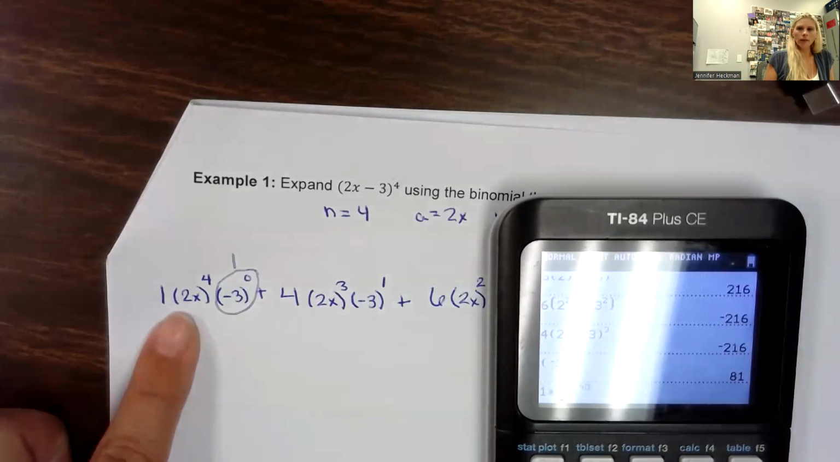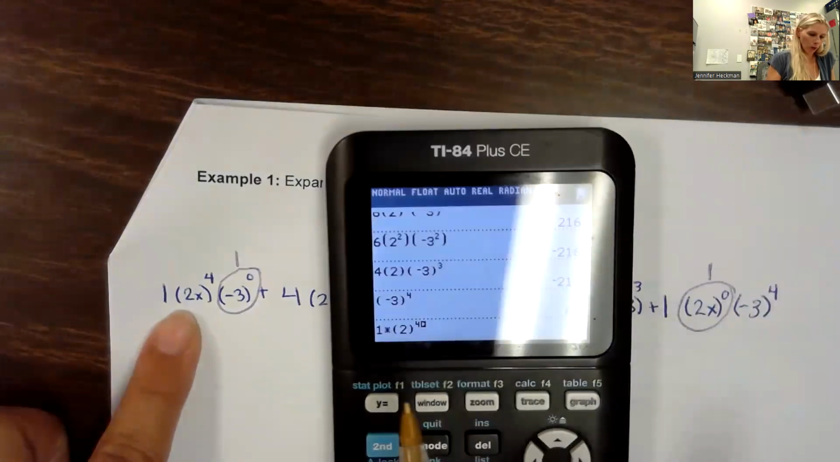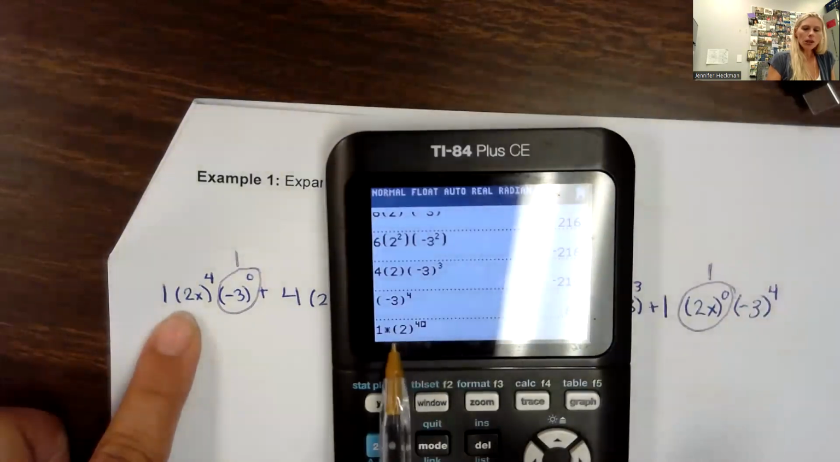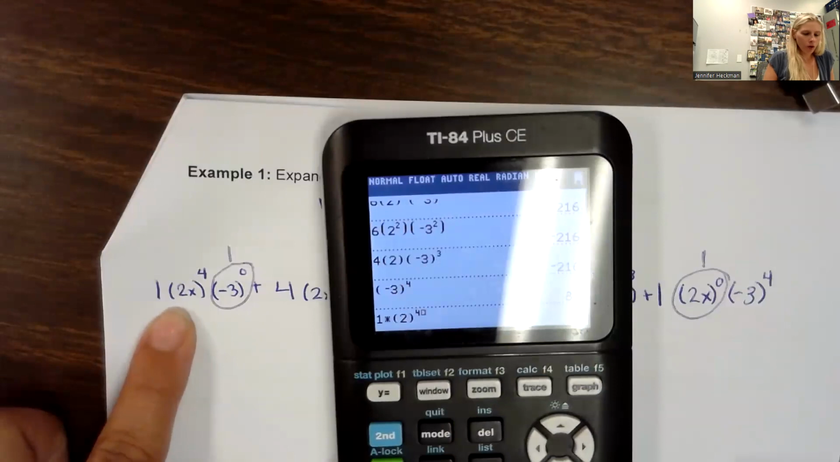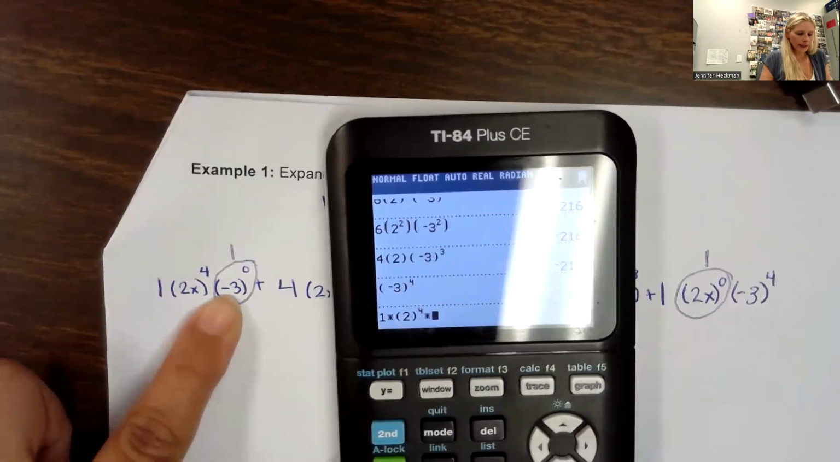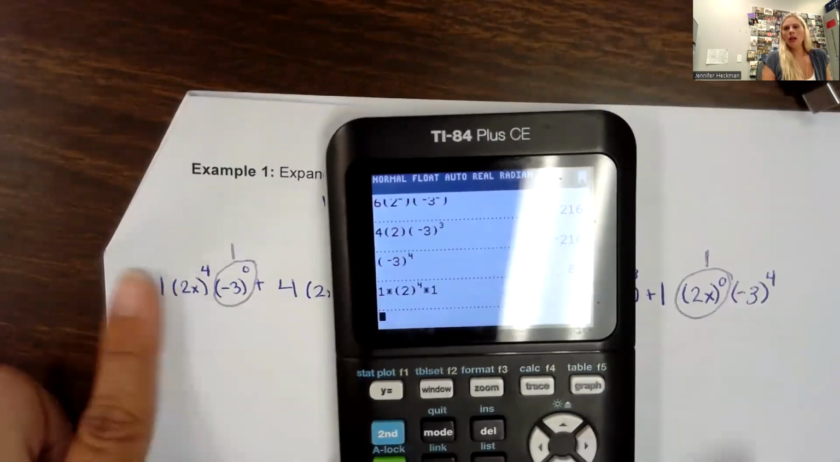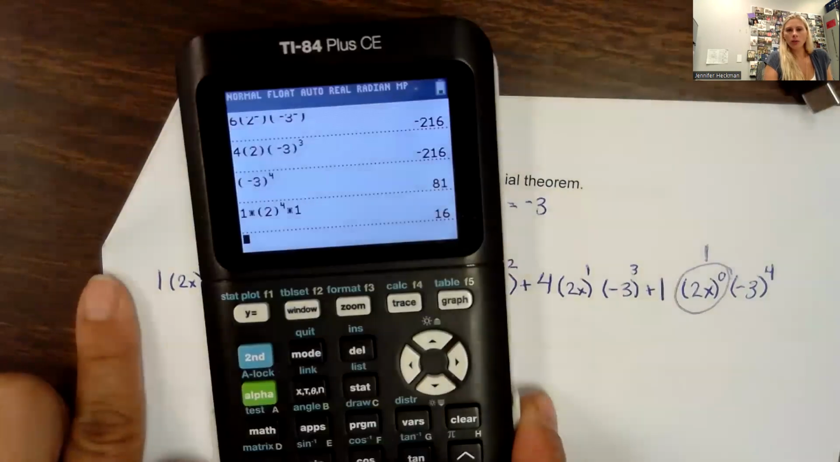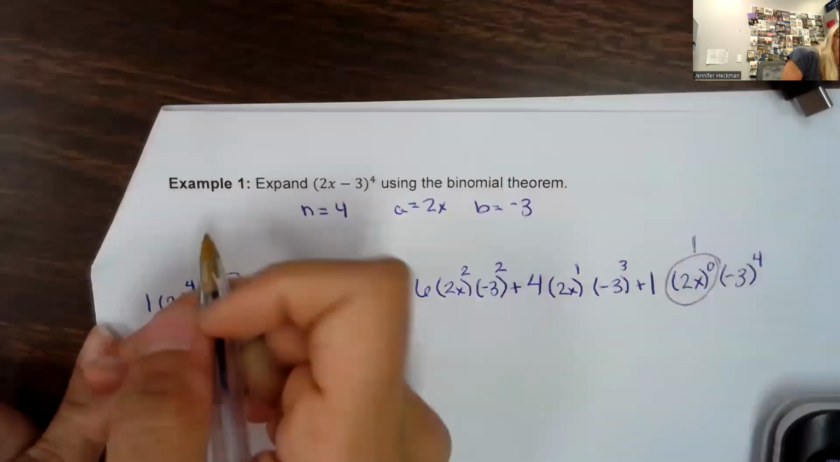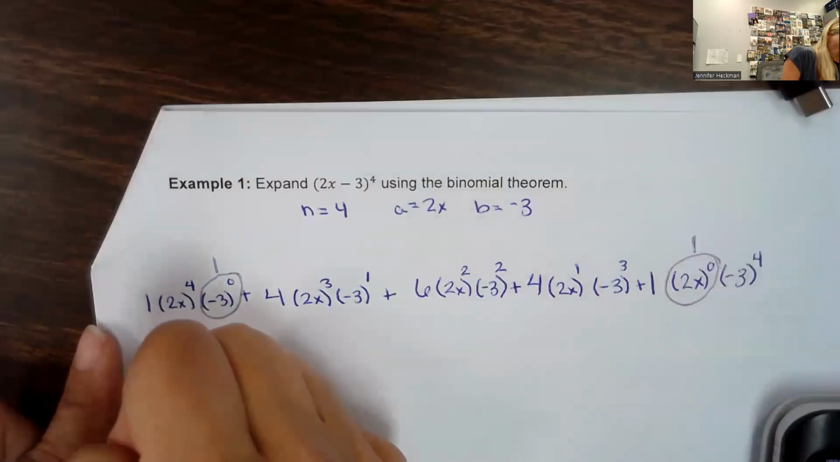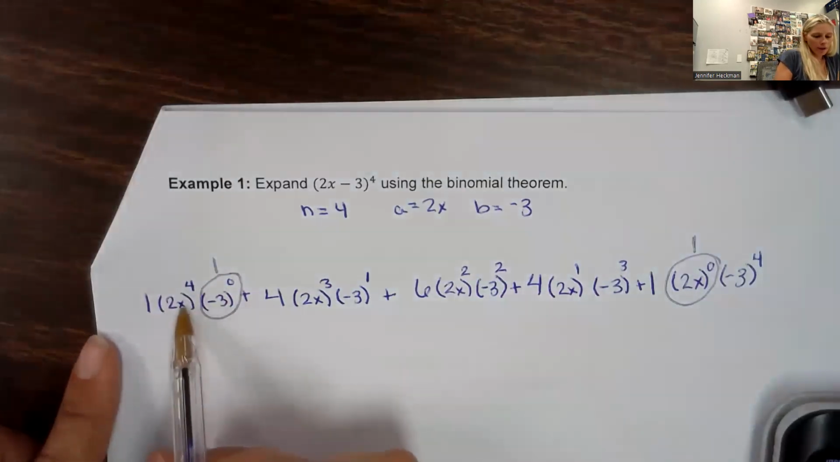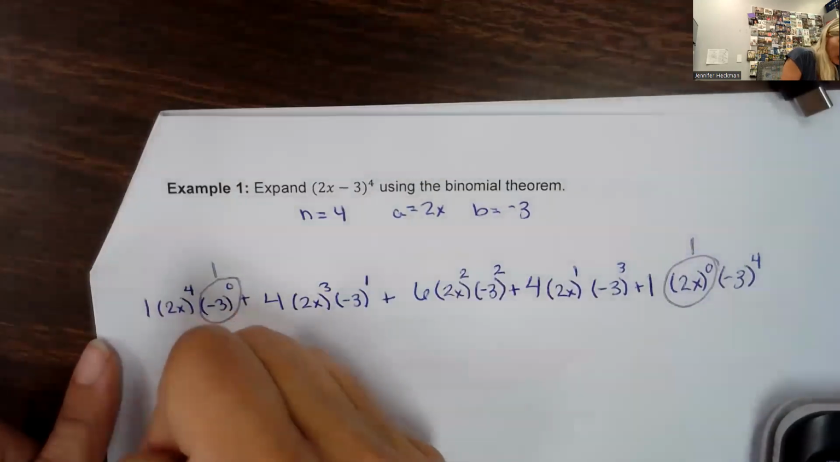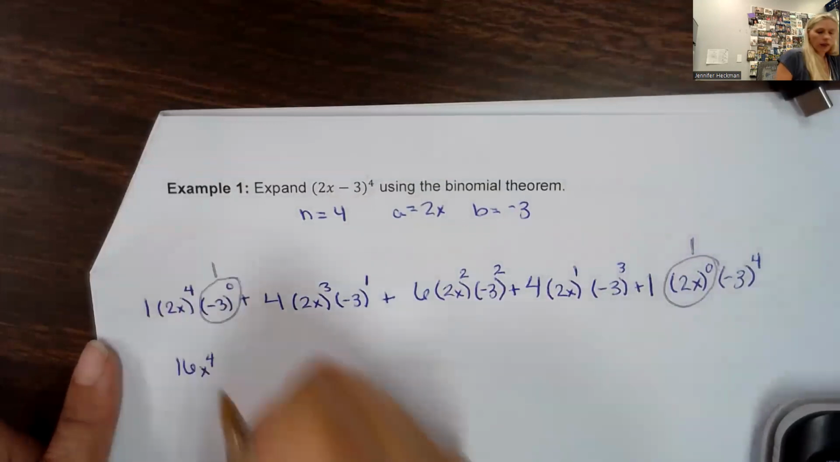Now, I'm going to show you in a little bit why you always want the parentheses around the number and the exponent on the outside. And then of course, remember anything to the 0 is 1. And that is going to be our first term. So 16 is the coefficient for our first term here. And then we have a variable x, and that is to the 4th.